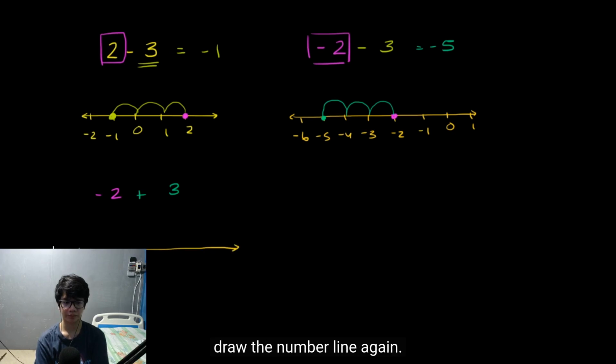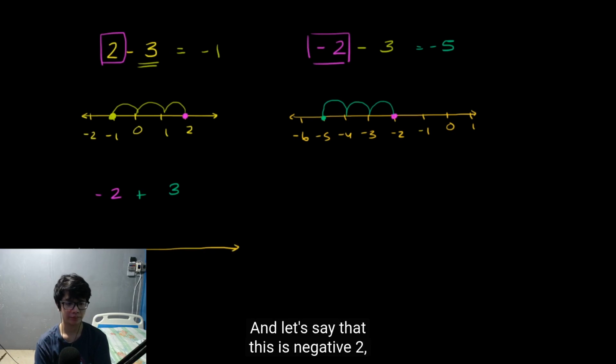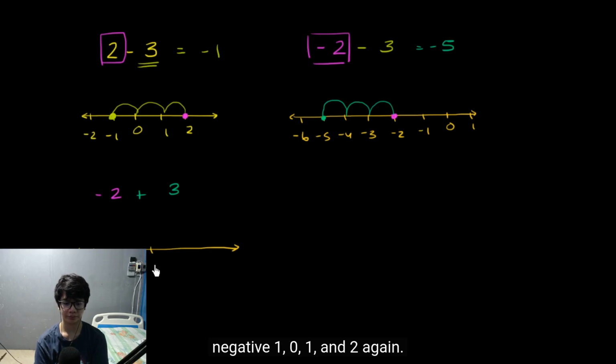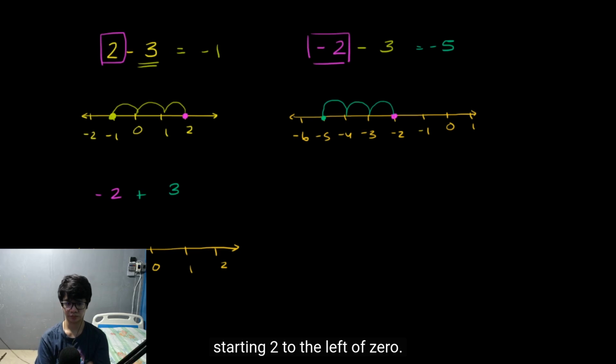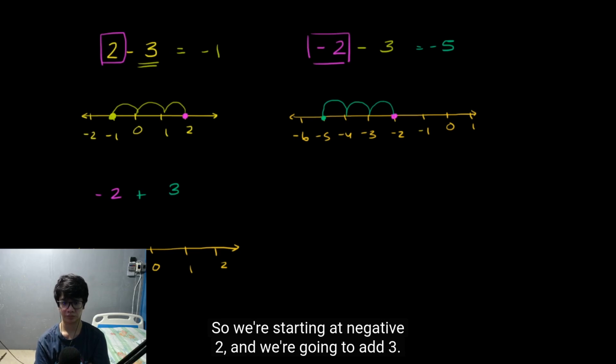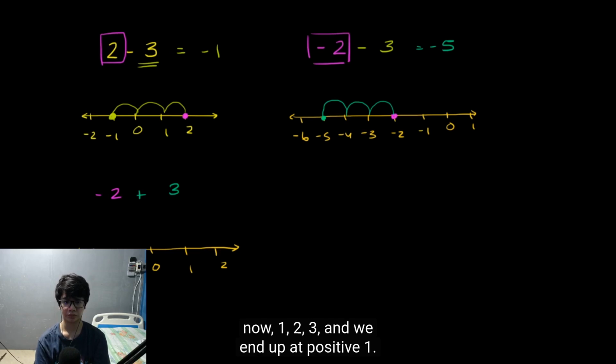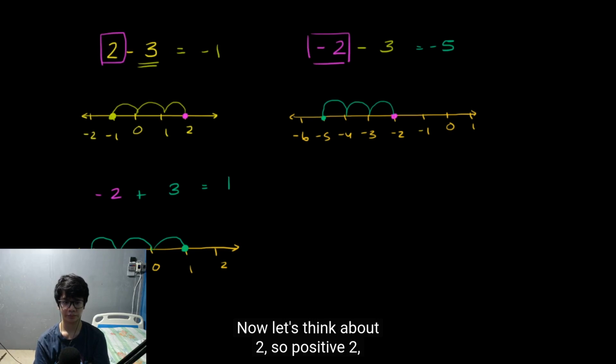So draw the number line again. And let's say that this is negative 2, negative 1, 0, 1, and 2 again. We're starting at negative 2. We're starting 2 to the left of 0. So we're starting at negative 2, and we're going to add 3. So we're going to go 3 to the right. 1, 2, 3. And we end up at positive 1.